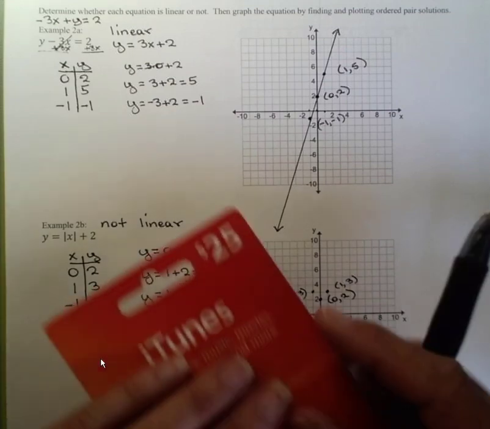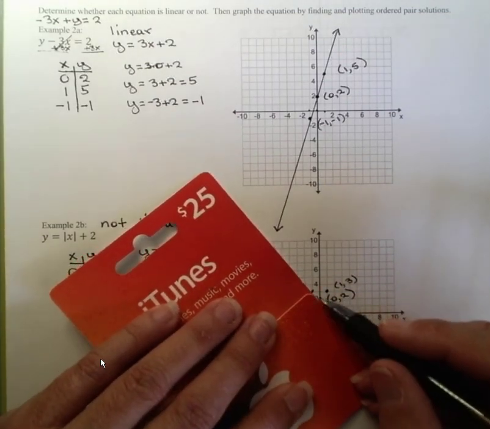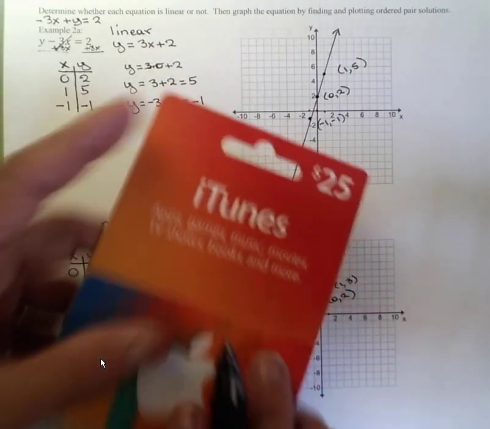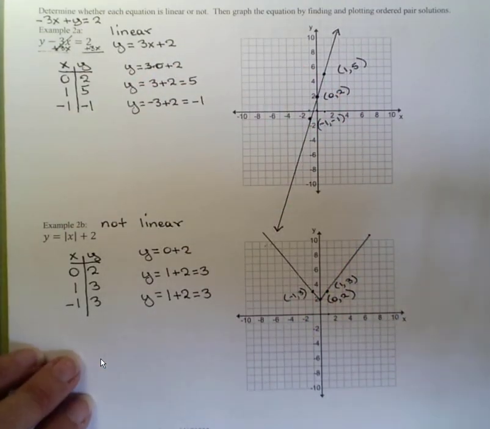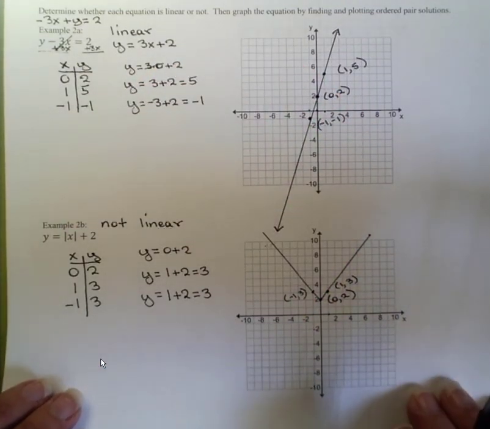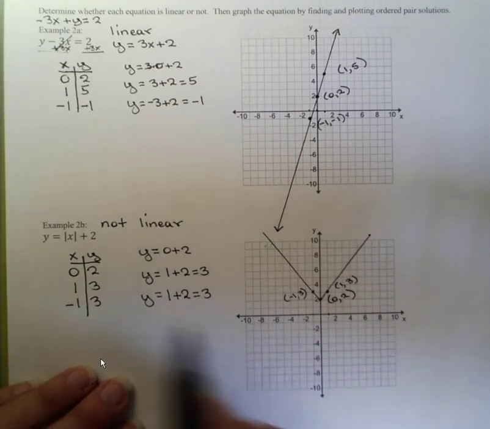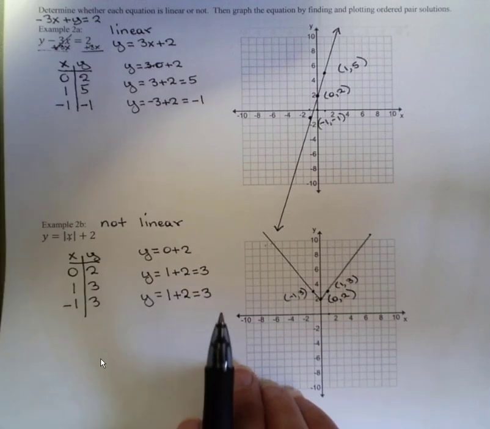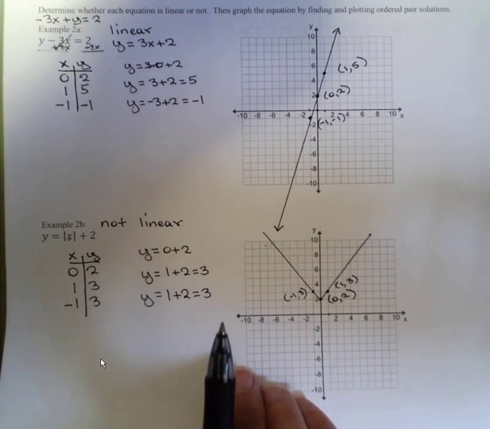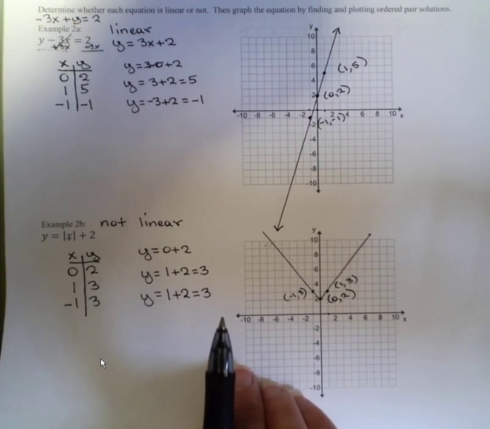Now, I believe, because I happen to know, that this one does this, right? So it's not a linear equation. It's not a straight line. We knew that, though, when we looked at it because it didn't have all simple arithmetic operation procedures in it. It had an absolute value sign.